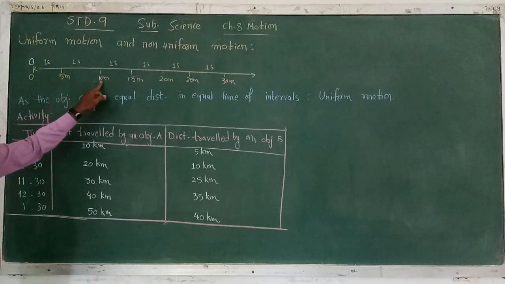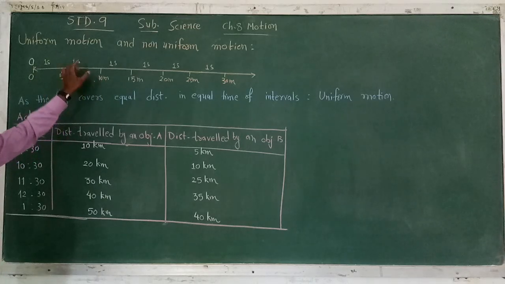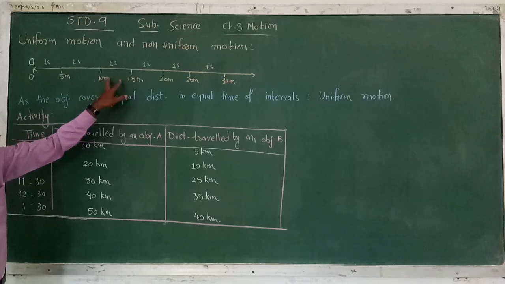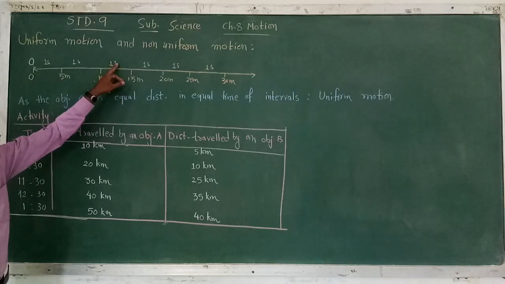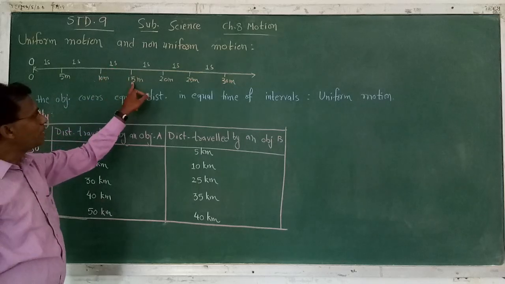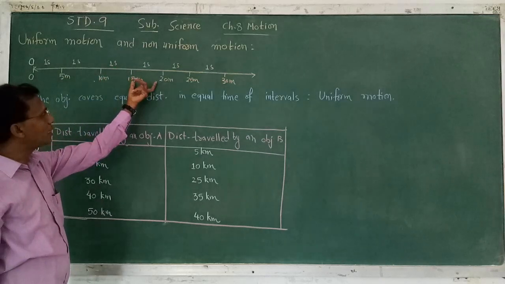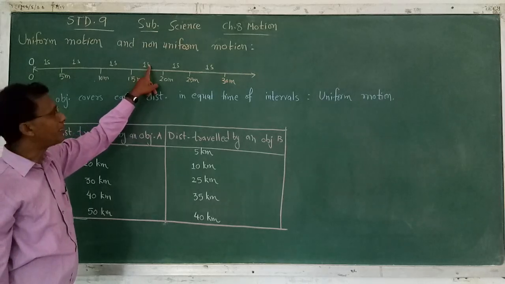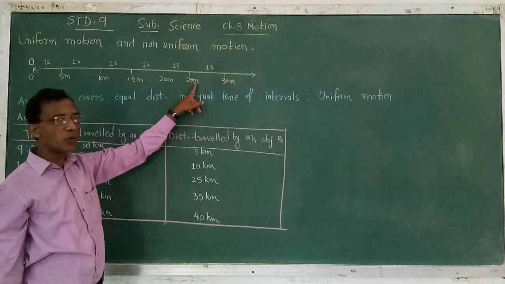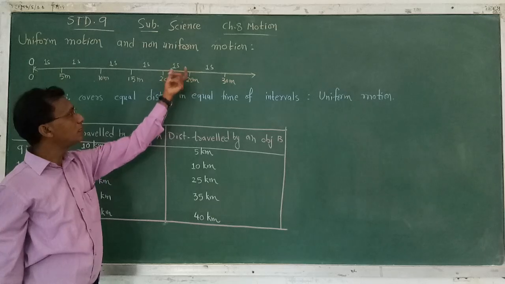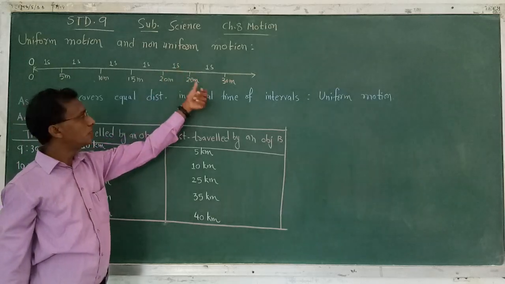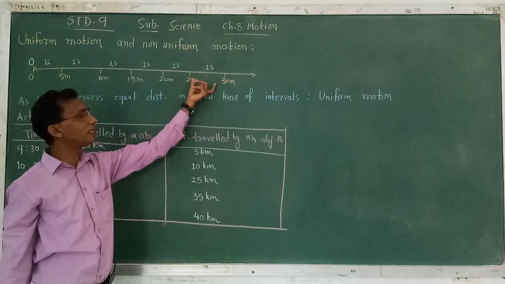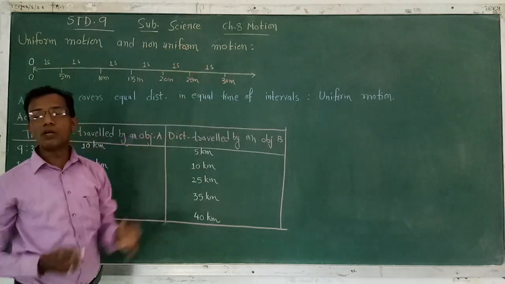Similarly, 5 meter to 10 meter, it takes 1 second. 10 meter to 15 meter, it covers the distance within a time interval of 1 second. 15 meter to 20 meter, that is 5 meter distance, is covered in a 1 second time interval. 20 meter to 25 meter, that is 5 meter, in 1 second. 25 meter to 30 meter, that is 5 meter distance, in 1 second.